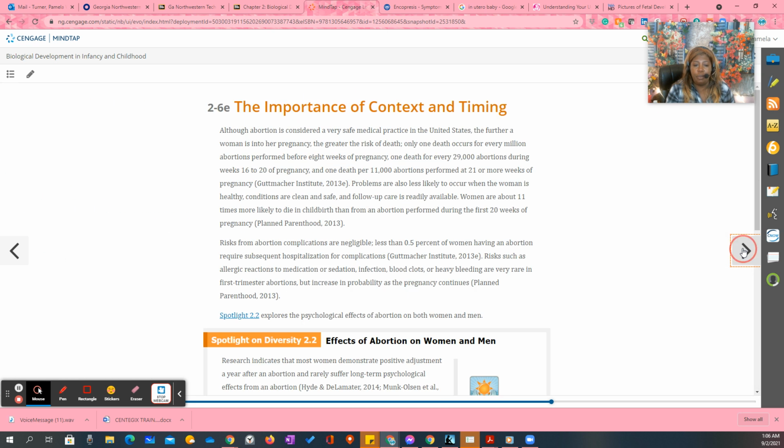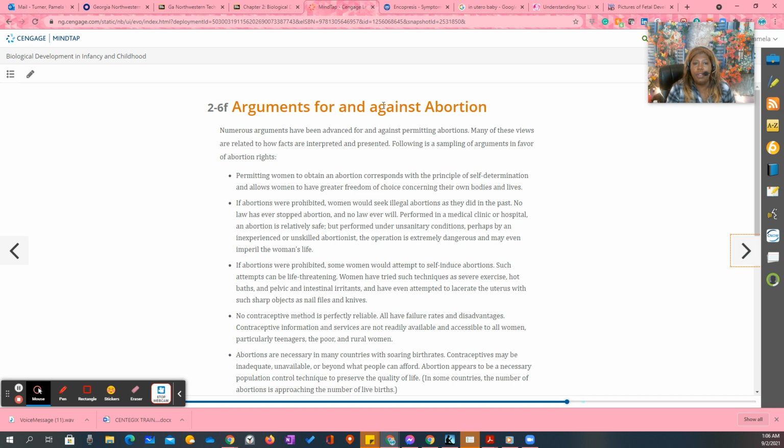Talks about the different methods of abortion, so be sure that you guys go back and read those. These are the arguments against and for abortion, right? So permitting women to obtain abortion corresponds with the principles of self-determination. That's what we believe in the mental health field, right? Clients have the right to make those decisions. If abortions were prohibited, women would seek illegal abortions like they did in the past. And I don't know if you've seen any of the movies or had any of your grandparents talk, but abortions have gone along for a while. Things like using coat hangers, using a knife, and things that really cost women their lives. So making it illegal hasn't stopped it.